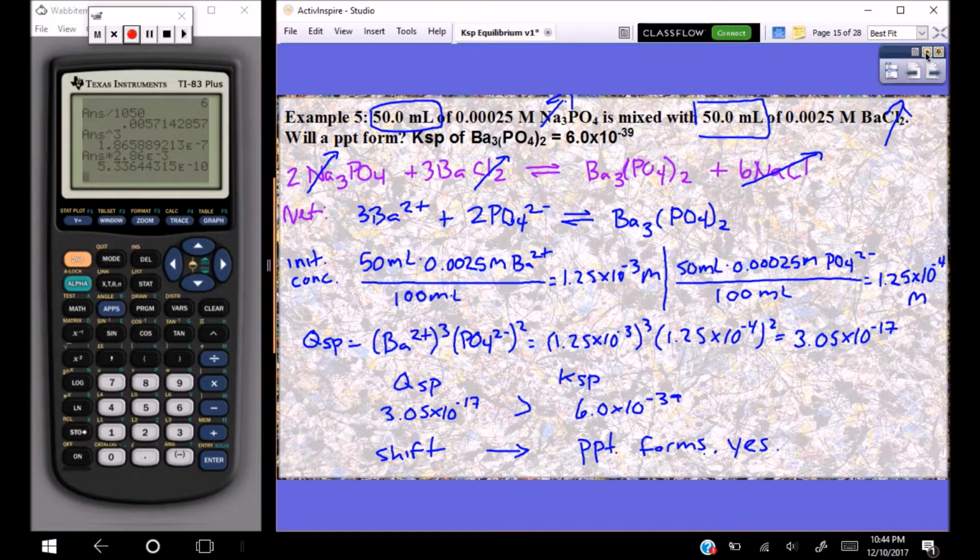So then I plugged it in, I got 1.25 times 10 to the negative third cubed and 1.25 times 10 to the negative fourth squared. I end up getting 3.05 times 10 to the negative 17th for my QSP. And that is certainly several factors larger than KSP, which is very, very small. So we shift to form precipitate.